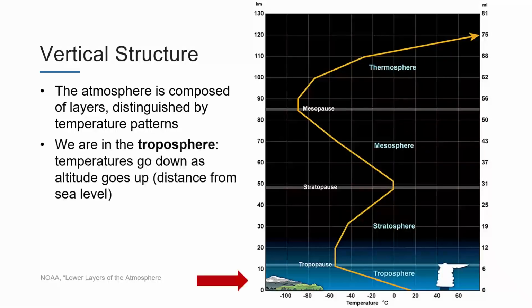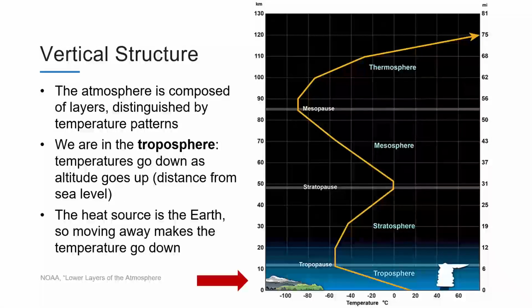We are in the troposphere here at the bottom. In this layer, temperatures go down as the altitude goes up. Altitude is the distance from sea level. So the heat source in this layer is the Earth. Recall how we talked about heat radiating from surfaces. So as we go higher, moving away from the Earth, it gets colder.